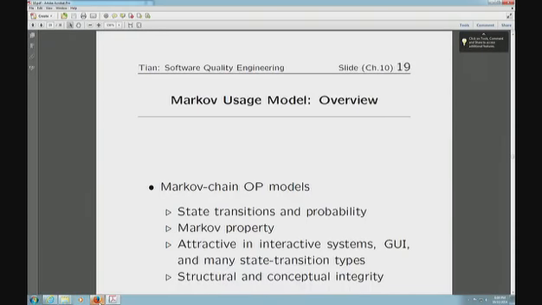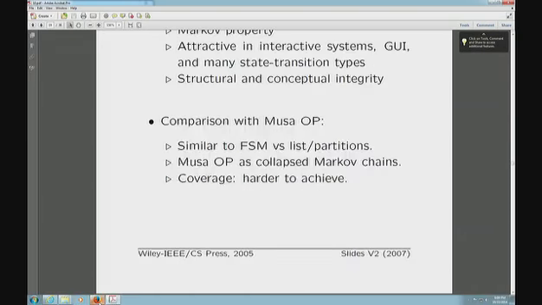perspective, then we need to test some things more than the things that are used less often. So we want to have this kind of thing, and it had some structure because of the underlying finite state machine. So it's a comparison.